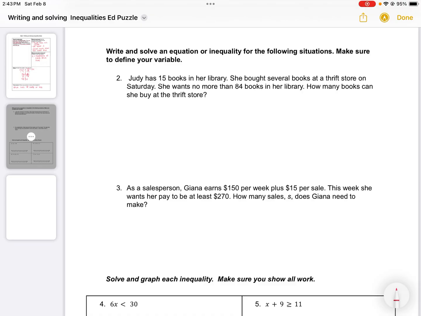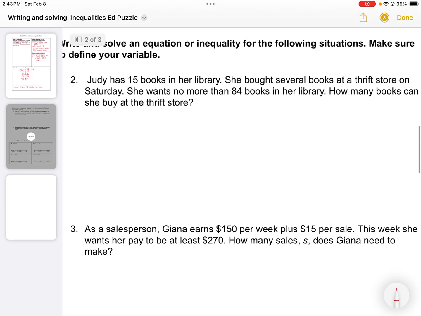The first important thing that I read was how many books Judy has in her library. This is in the first sentence. Judy has 15 books in her library. The next thing is the key words that I need to determine what inequality sign I'm going to use. I can find this in the third sentence. She wants no more than. Those are my key words that are going to tell me what inequality sign I'm going to use.